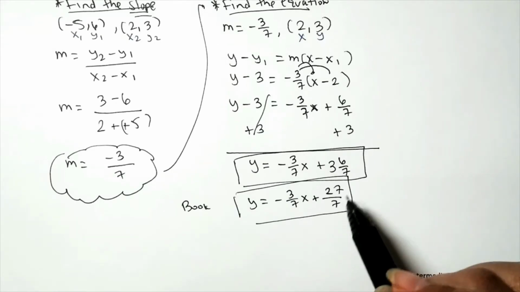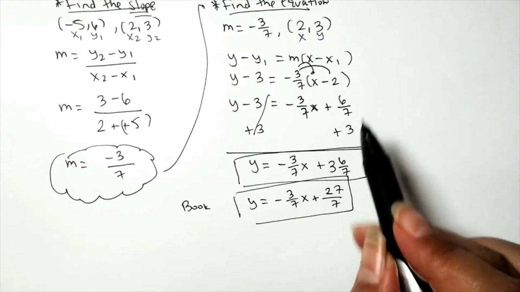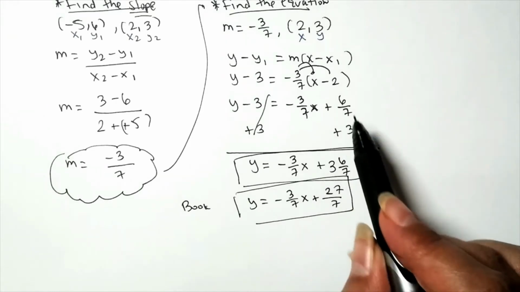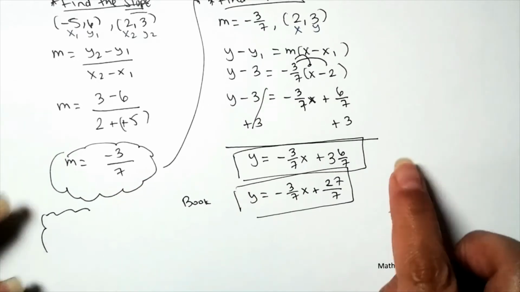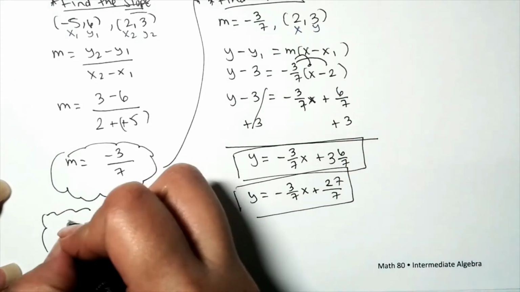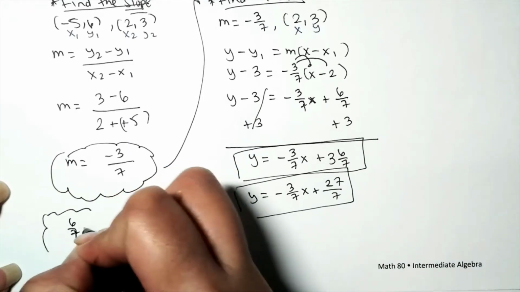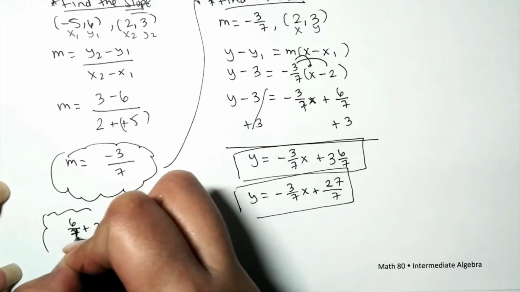But someone asked me, how did I get 3 and 6/7? Oh, because I just added. So I'm going to show you how to find the sum slightly differently. I'm going to bust out a thinking area. So we have 6/7 plus 3. Again, you can use a calculator.